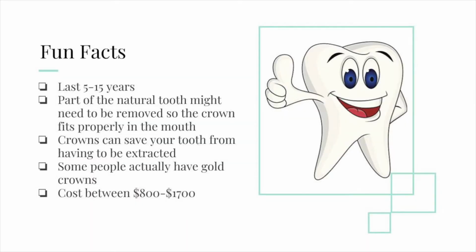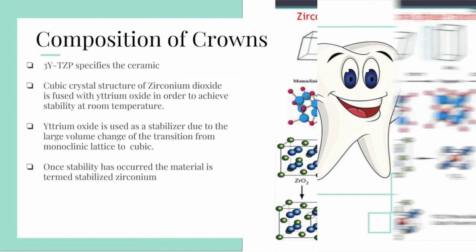These are some fun facts about crowns. They can last anywhere between 5 and 15 years and can cost between $800 and $1,700. In order to make a crown, some of the natural tooth might need to be removed so it can be properly fitted. Crowns can also save your tooth from being extracted, and those who often break their crowns or grind and bite hard on their teeth can have gold crowns.